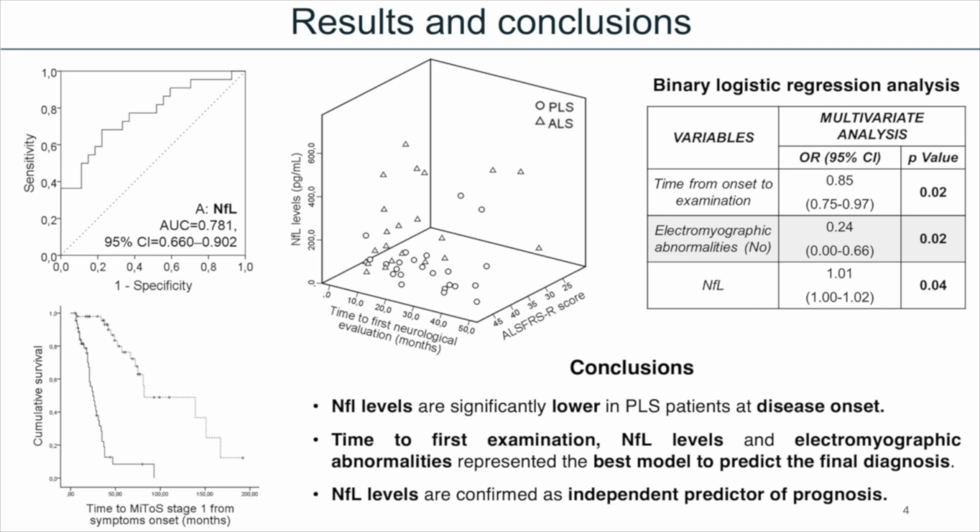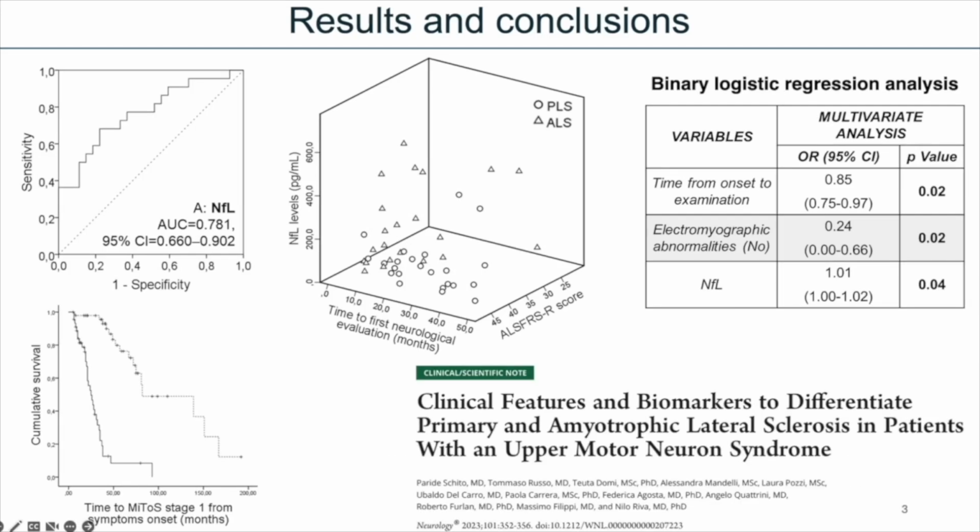And this brings me to our conclusion. According to our results, NFL levels are significantly lower in PLS patients at disease onset. Time to first neurological examination together with NFL levels and electromyographic abnormalities represented the best model to predict the final diagnosis in patients presenting with an upper motor neuron syndrome, and NFL levels were confirmed to be an independent predictor of prognosis. This is the last slide.